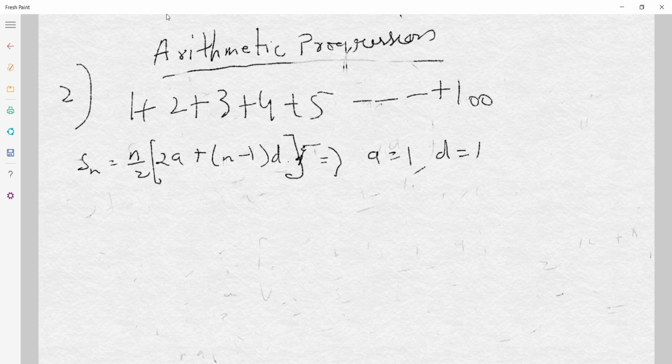And d equals 1, right? Because you see the difference between these two is 1. Difference between these two is 1. Difference between these two is 1. So the common difference is 1, right? And n equals 100 because the number of terms is still 100.